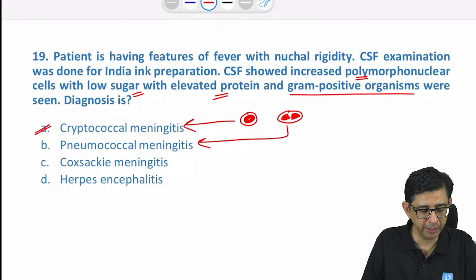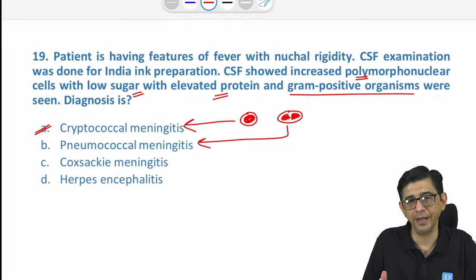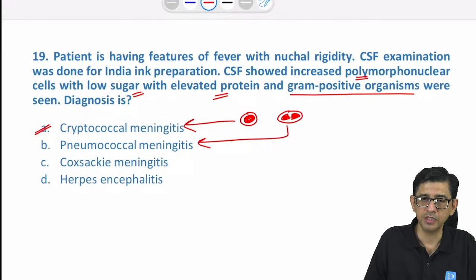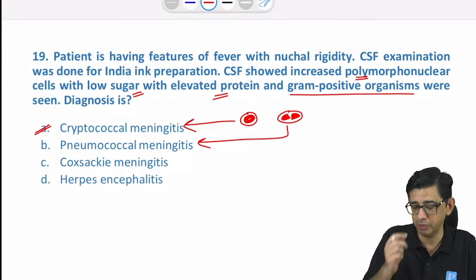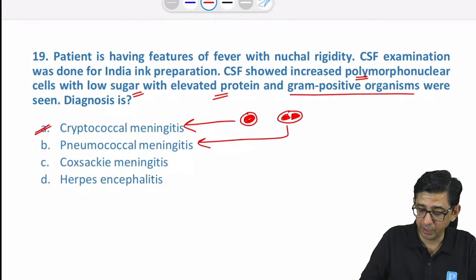India ink is a negative stain. It does not stain the organism, it stains the background. The capsule is the one that will basically be stained. And the main highlight for this question is the presence of neutrophils.